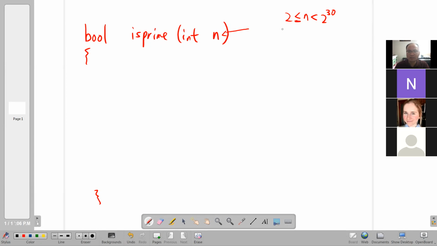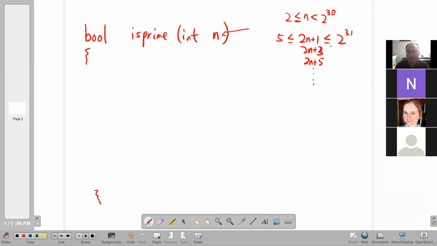But you're not going to be testing the original input. You're going to be testing 2n plus 1, 2n plus 2. Well, there's no reason to do 2n plus 2 because 2n plus 2 is divisible by 2, and so on. So when you multiply these by 2, this is going to be somewhere between 5 and 2 to the 31 or so. Okay, roughly.